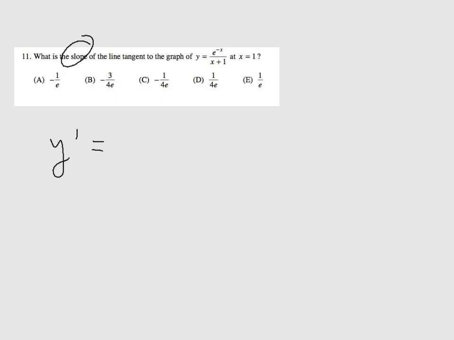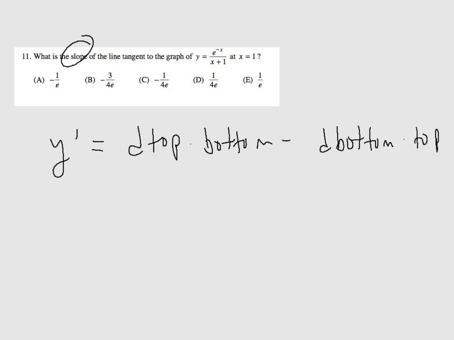We have a function on top of another function, so we take the derivative of that using the quotient rule, and then we're going to plug in that 1. So the quotient rule is the derivative of the top times the bottom minus the derivative of the bottom times the top all over the bottom squared. This is something you need to remember for the AP exam.